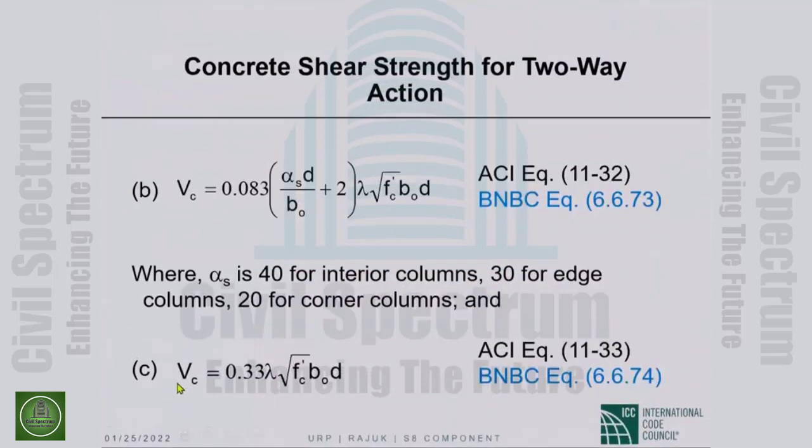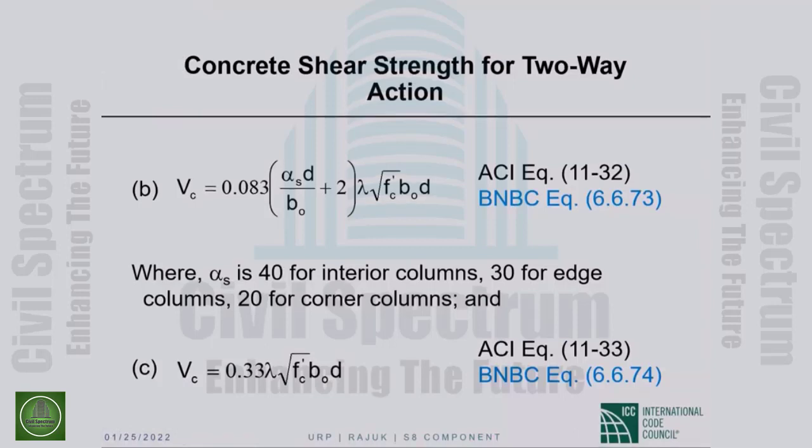Okay, you can never exceed 4 square root of f_c'. The other two expressions may give you a little bit less, but you are at about 4 square root of f_c'. In your units, 0.33 square root of f_c'. That's what concrete is good for.